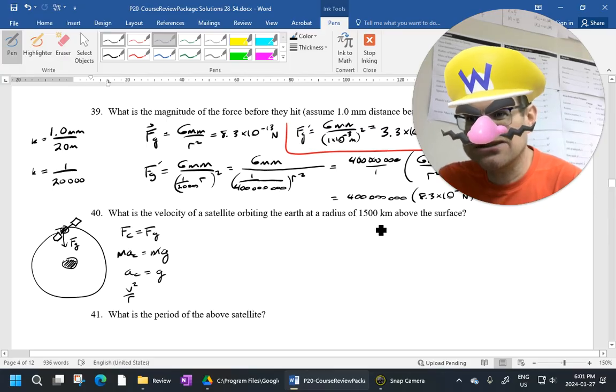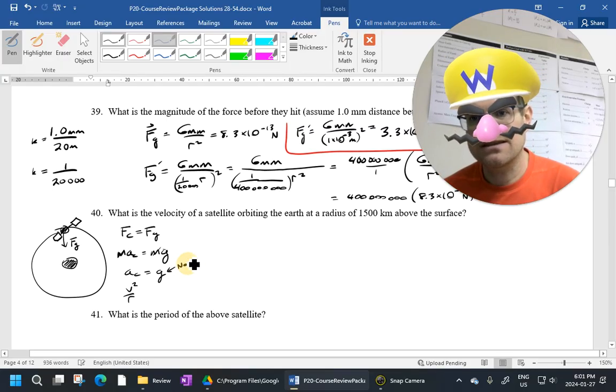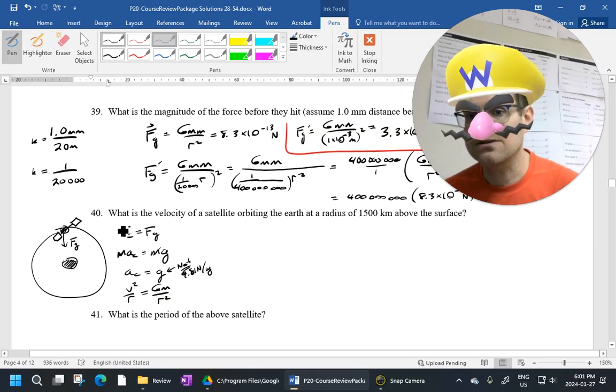This is not on the surface, it's above the surface. So this is not 9.81 newtons per kilogram. Right, so not that. We've got to recalculate because we're definitely not on the surface of the planet, so we've got to use this other formula.